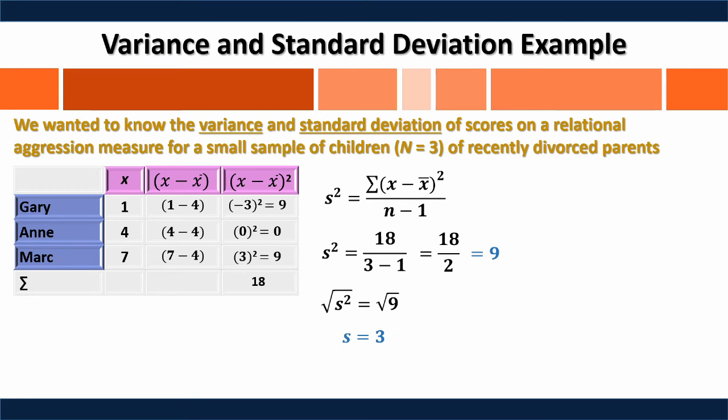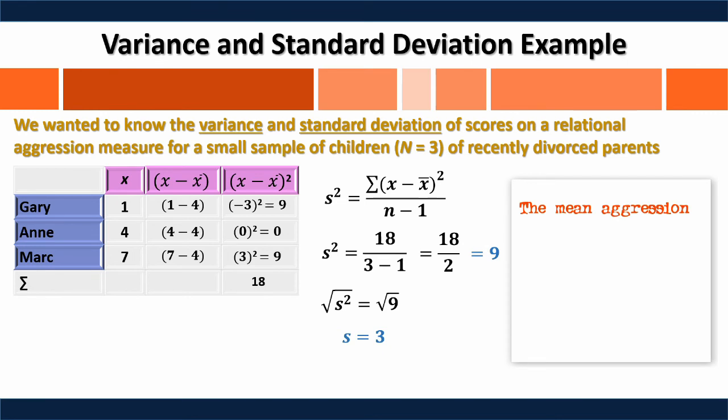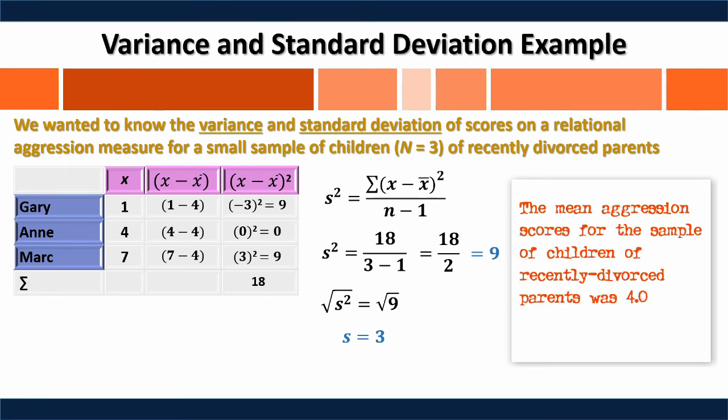In your write-up, you would probably write something like, the mean aggression scores for the sample of children of recently divorced parents was 4.0, and in parentheses, variance equals 9.0, and standard deviation equals 3.0.